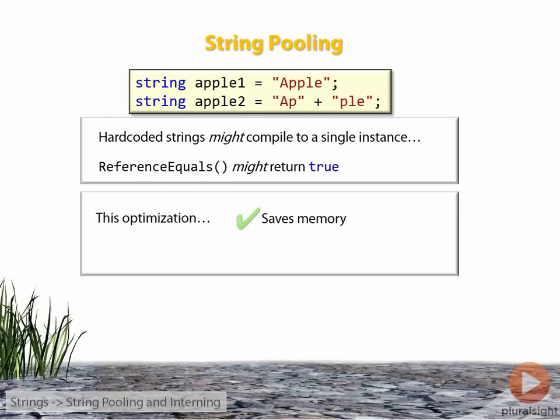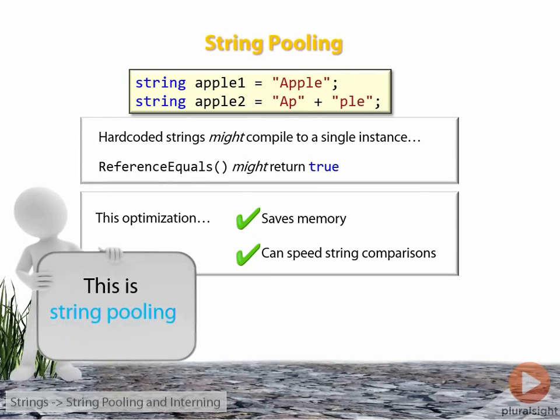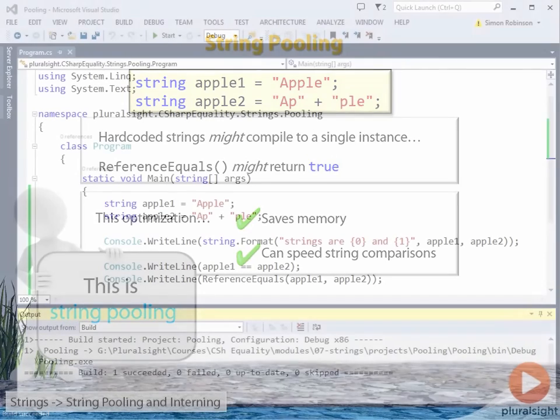This optimization not only saves memory, but can make string comparisons quicker, since if you are testing two strings for equality and they are the same instance, then you know straight away that they are equal without needing to examine any characters in them. On the other hand, if you have different instances of the same string, then the only way you can tell they are equal is by examining every character in each one. This optimization is, by the way, known as string pooling.